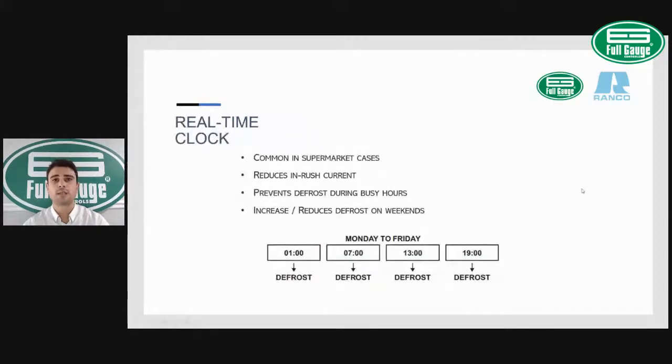Another common defrost determination method is the real-time clock defrost. Real-time clock defrost is commonly found in supermarket cases. It allows you, when you have multiple pieces of equipment in one installation, to have each piece of equipment enter defrost at a specific time, preventing inrush current and preventing the current peak when all your equipment enters defrost at the same time.